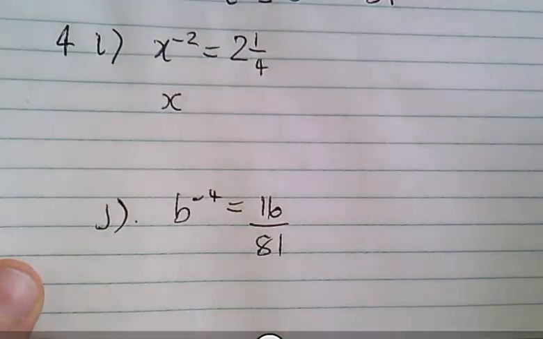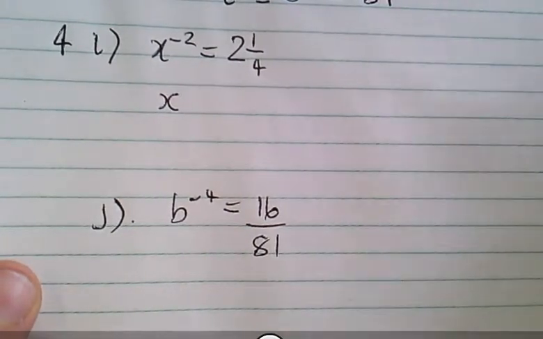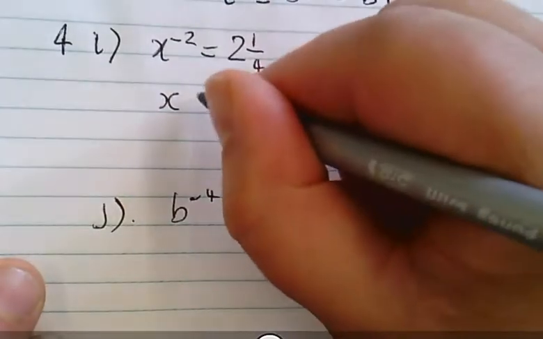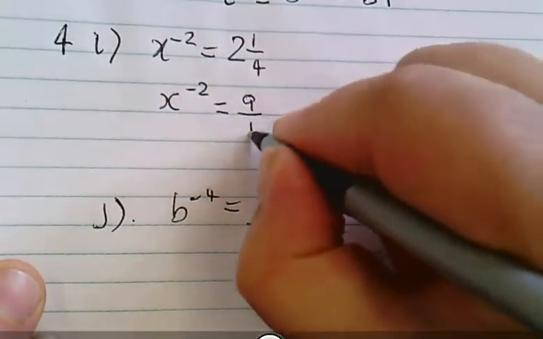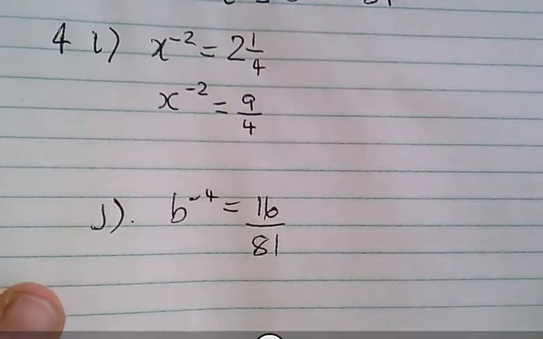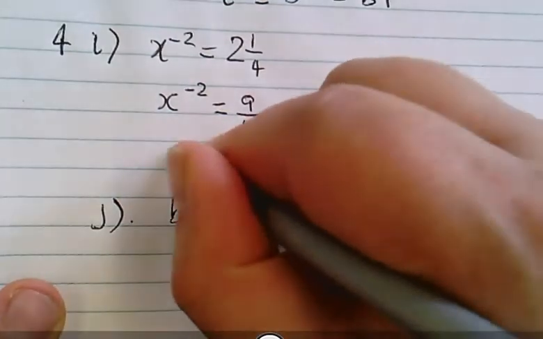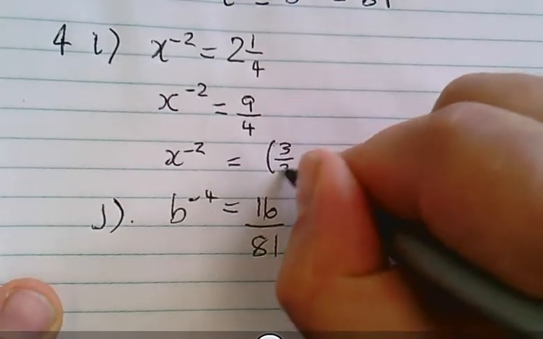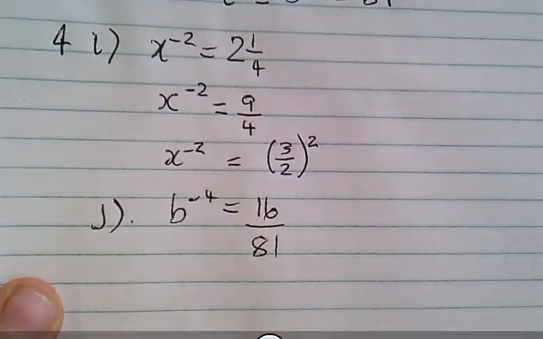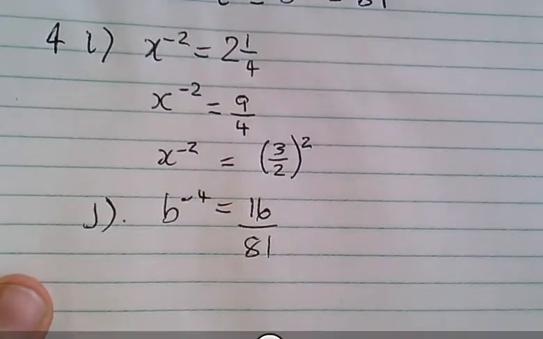So for the next one, x to the power of negative 2 is 9 over 4. We've got a few options. We could write 1 over x squared, because x to the negative 2 is 1 over x squared, or we can leave it like this for now. Let's just see. x to the negative 2 is 9 over 4. But isn't 9 over 4 3 over 2 all squared? So x to the negative 2, that's 3 over 2 squared. Are we okay with that? All right.